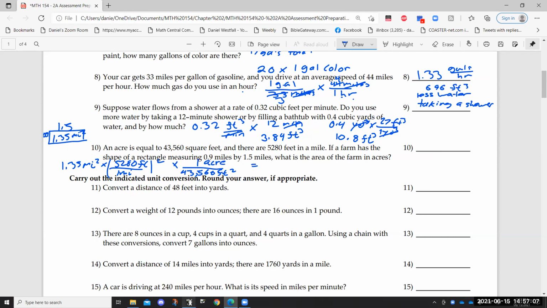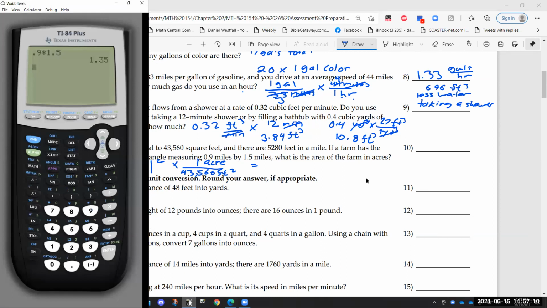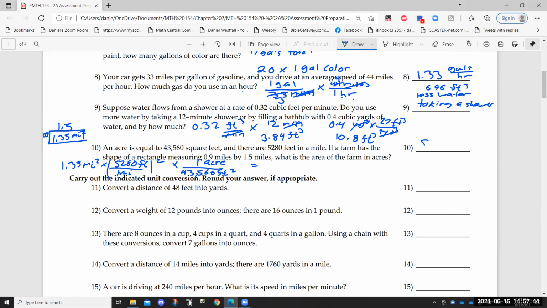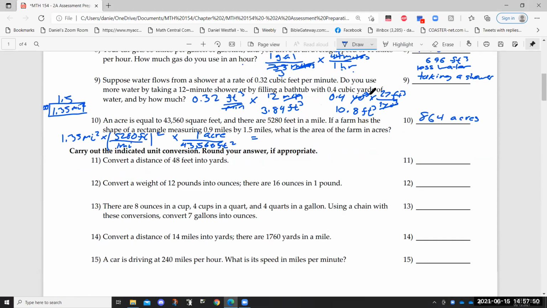So when I do this in my calculator, this is going to be times 5280 squared divided by 43,560 is 864 acres. You have answers provided at the end for all these, but this is just the work.